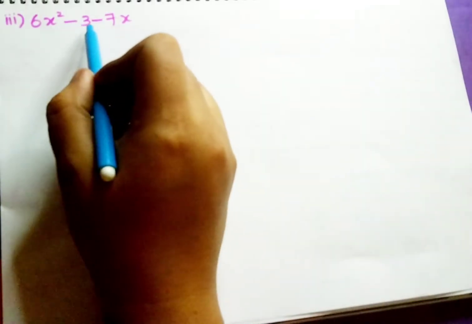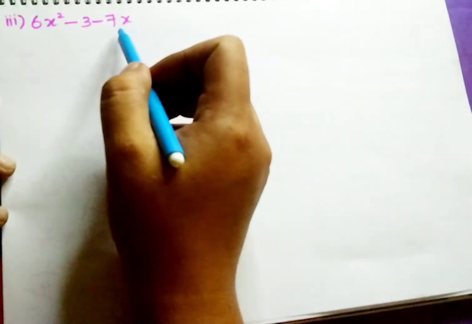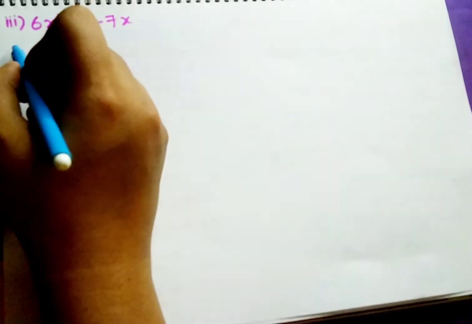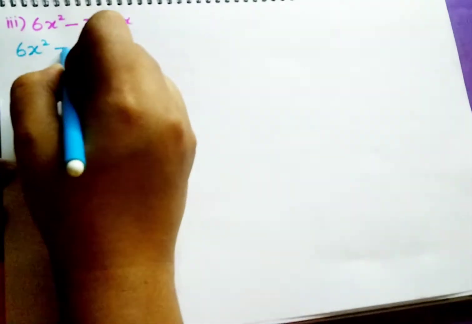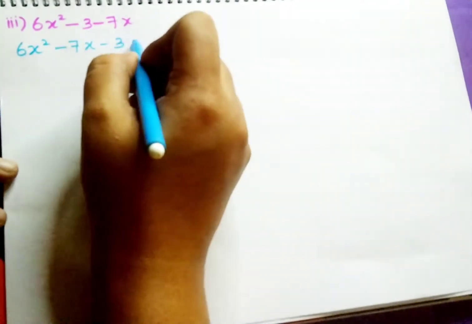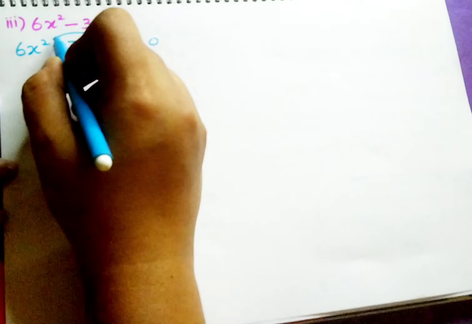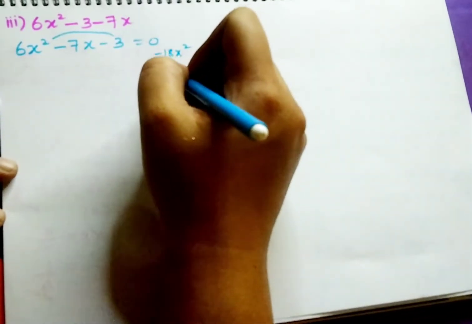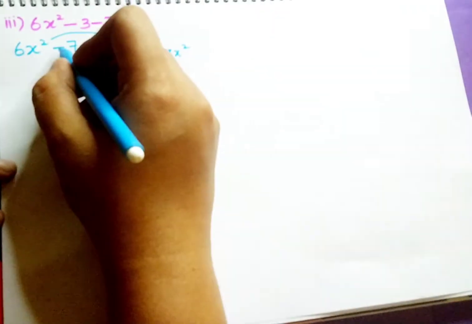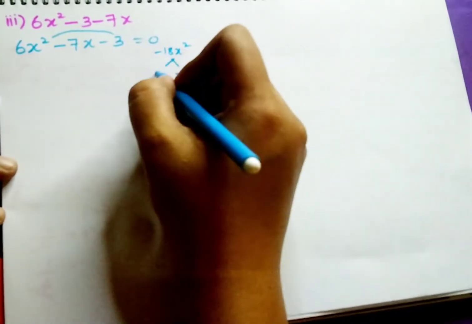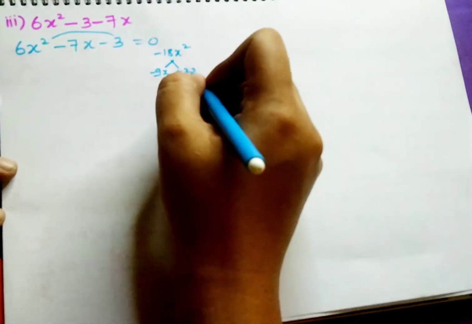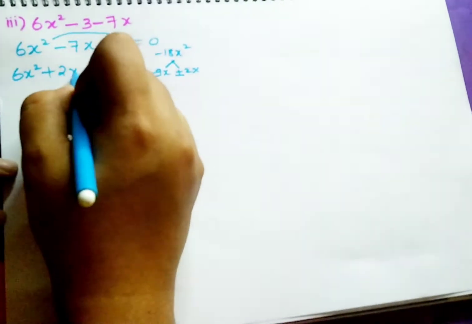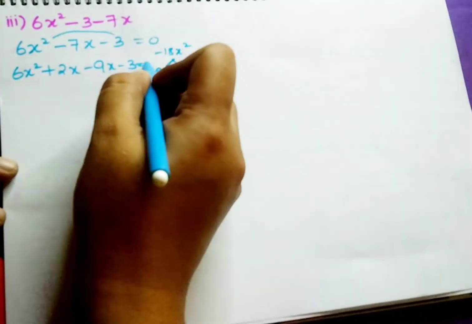Third subdivision, 6x square minus 3 minus 7x. First, for the factorization method, we will rearrange in decreasing order. So 6x square minus 7x minus 3 equal to 0. Now if you check with the product of the constant and the x square term, minus 18x square. So we need to split into 2, with a minus sign in between and the product also minus. So it is minus 9x plus 2x. So I'll write 6x square plus 2x minus 9x minus 3 equal to 0.